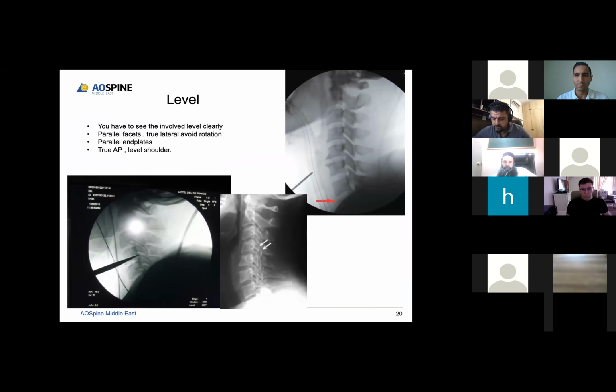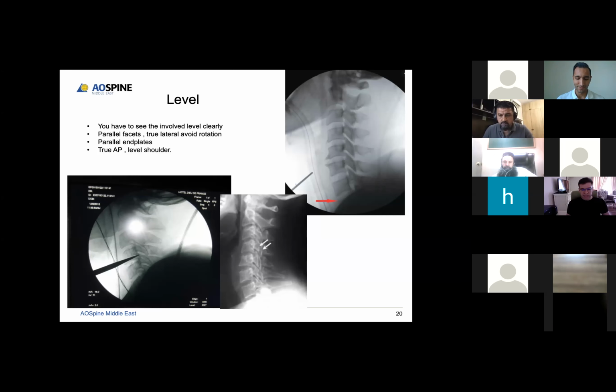You have to check the level, and you have to see the involved level clearly in the C-arm. All this preparation should be done before you enroll into the surgery. I mean, you have to check every single detail in this procedure so as not to run into trouble. You have to see parallel facets and a true lateral X-ray and C-arm to avoid rotation. You have to see parallel end plates and level shoulders.